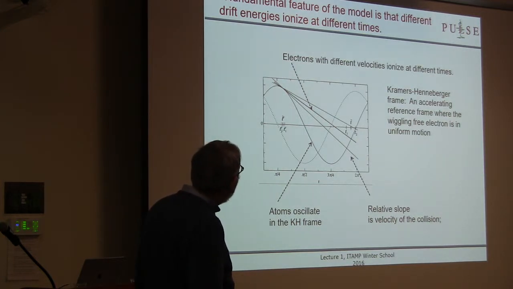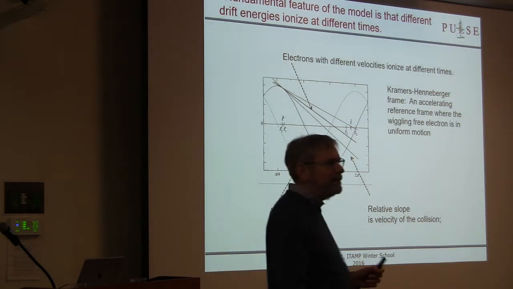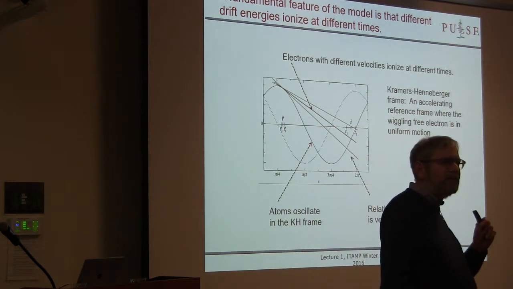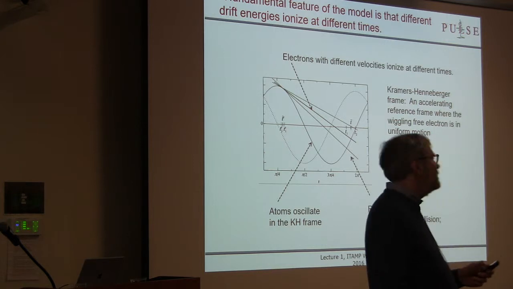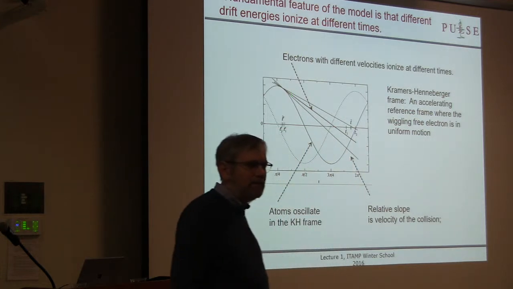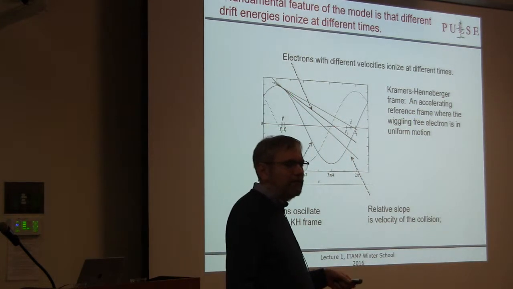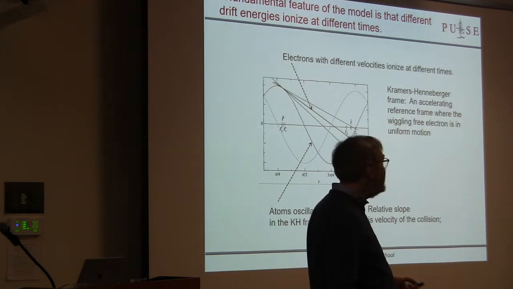Okay. Now, a fundamental feature is that different drift energies ionize at different times. That was one of the first things I mentioned. Now I want to come back to it, just to remind you that these slope differences here correspond to very slightly different time differences. So with this velocity mapped imaging, can we tell anything about that? Can we actually measure it?